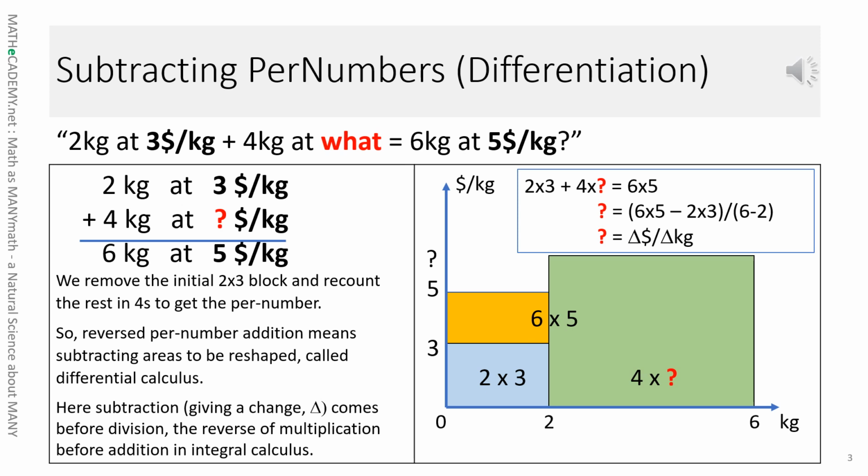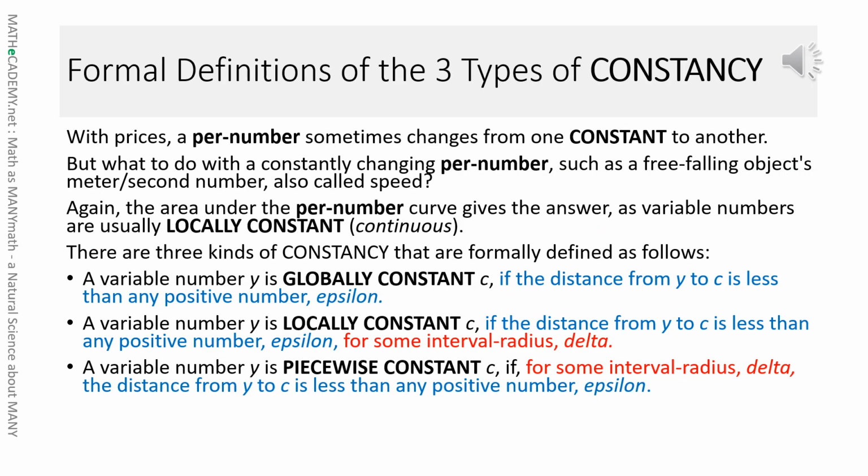Here subtraction, giving a change, delta, comes before division, the reverse of multiplication before addition in integral calculus. Formal definitions of the three types of constancy. With prices, a paranumber sometimes changes from one constant to another. But what to do with a constantly changing paranumber, such as a free-falling object's meter per second number, also called speed? Again, the area under the paranumber curve gives the answer, as variable numbers are usually locally constant, continuous.